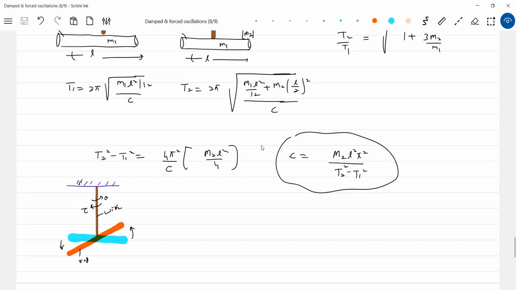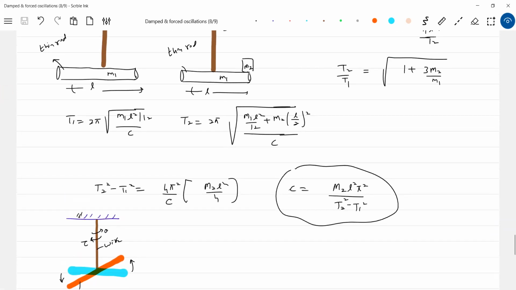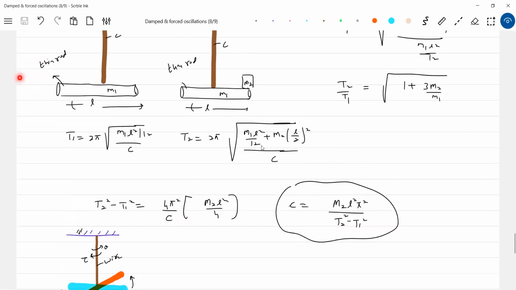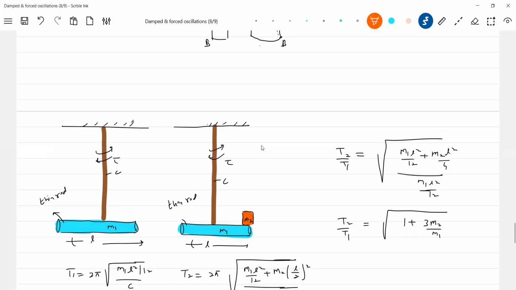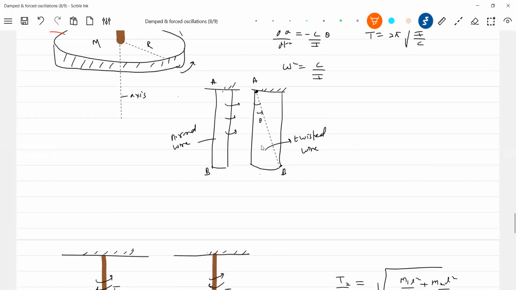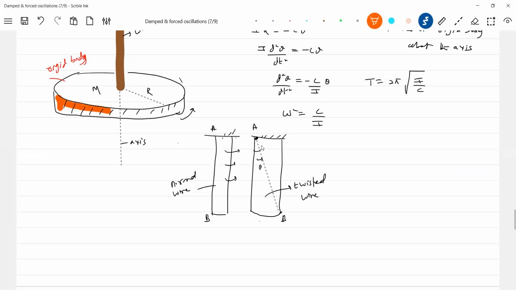Any doubt you have, you can ask me. So what is C? C is a couple per unit twist. For different wires, it will be different. Okay, any doubt, please clarify. Damped oscillation, forced oscillation, if you have anything, you can just clarify it.